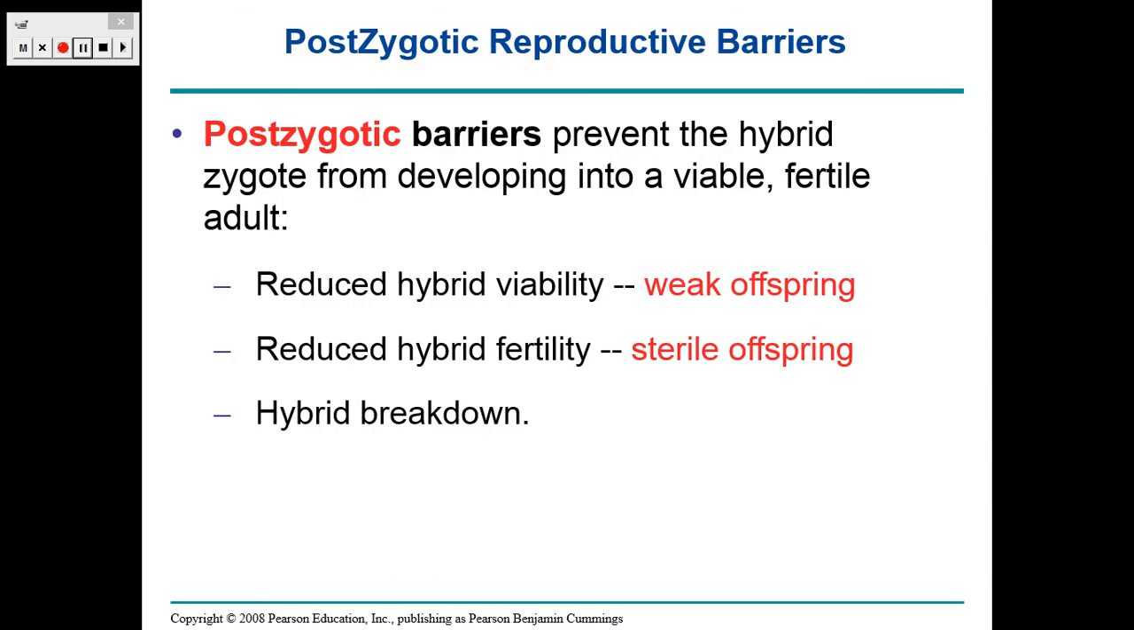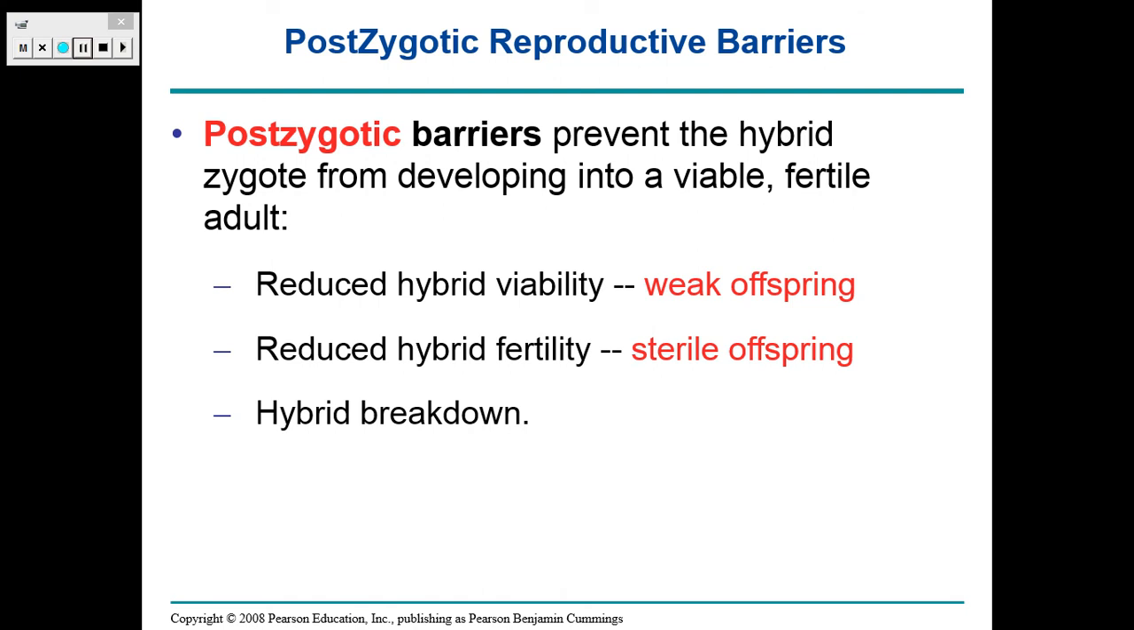Okay, so now a post-zygotic reproductive barrier. Post-zygotic would be after the zygote is formed. So that means that everything lined up: their habitat, their mating season, there's no issues with the rituals and no mechanical issues. They were physically able to do it, no biochemical issues. The gametes were able to join, and we made a zygote. So now what? There are some barriers in place that are going to prevent that hybrid zygote from becoming a viable fertile adult. And there are several different things that could do that.